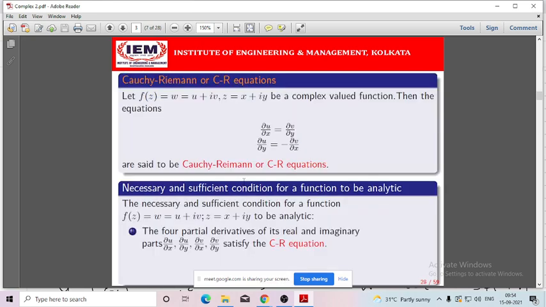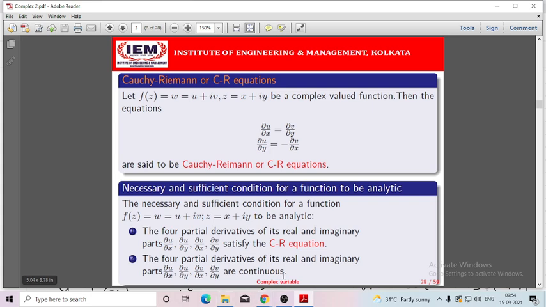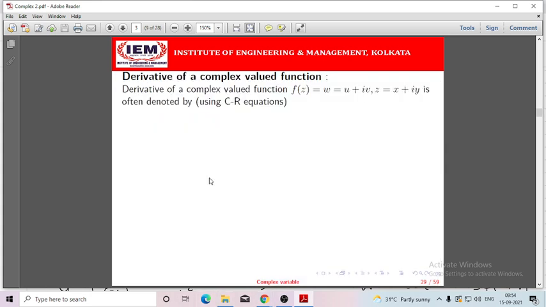Then the Cauchy-Riemann equation I have told, and the necessary and sufficient condition to be analytic is that if the function is given by this, then it will be analytic if it satisfies the Cauchy-Riemann equation and if all the partial derivatives are continuous. Similarly, the vice versa, that means the reverse, will also be true. Then I am going to give one example.